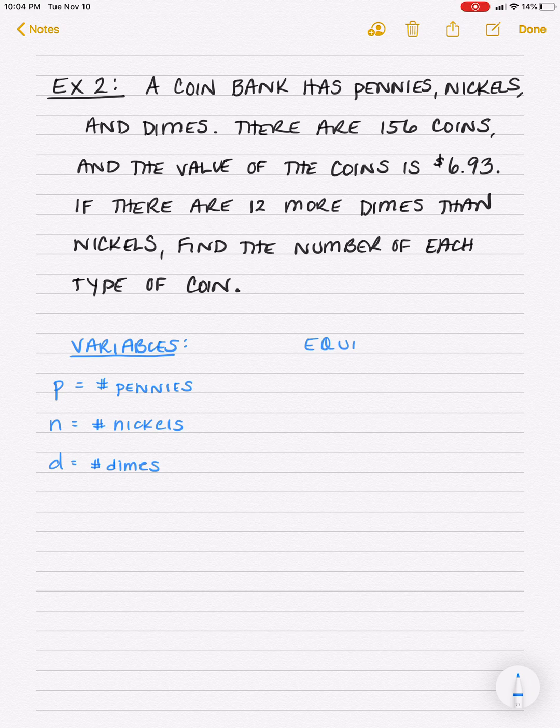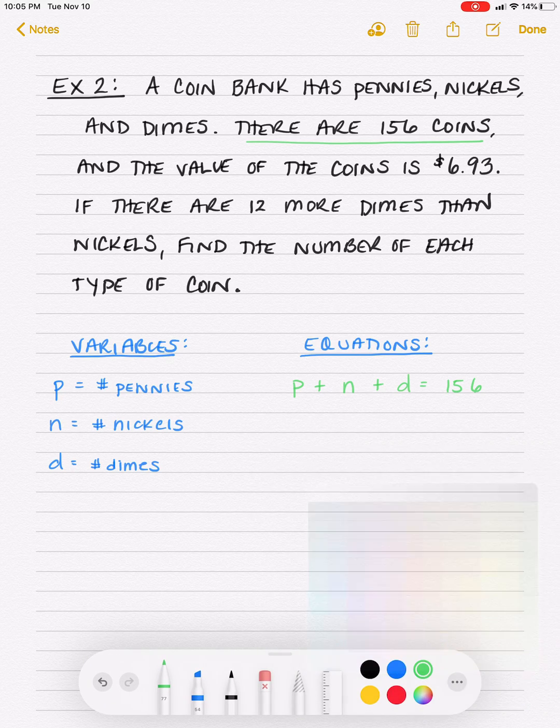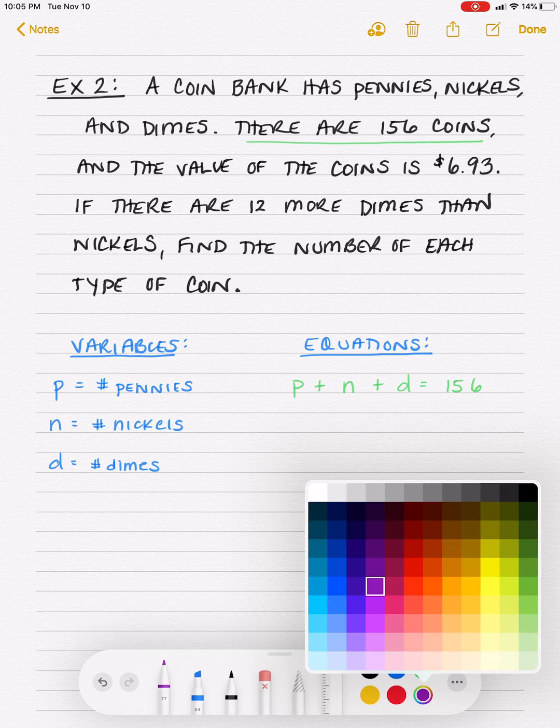So now we go into the problem and we know that we need 3 equations because we've got 3 variables. Then I can slowly reread the problem and make some sense out of it and start writing my equations. But please don't think that the very first time you read a problem, you're going to know exactly how to set up those equations. Okay, first equation. There are 156 coins. That right there is going to be an equation. That means that the number of pennies plus the number of nickels plus the number of dimes is going to equal 156.